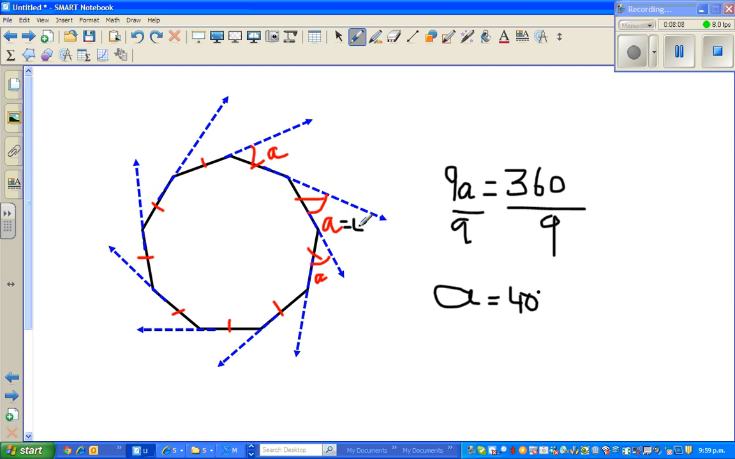Again, what do we know about angles on a straight line? This angle and these angles are angles on a straight line. So angles on a straight line add to 180. So if this is 40 degrees, this will be 140 degrees. Cool. So let us take one more example.